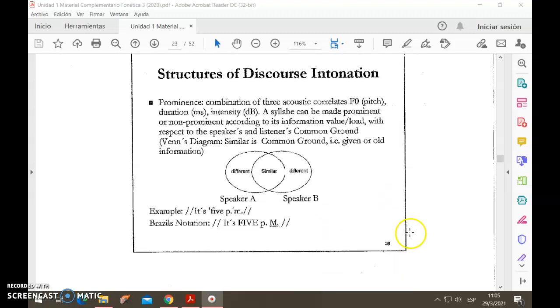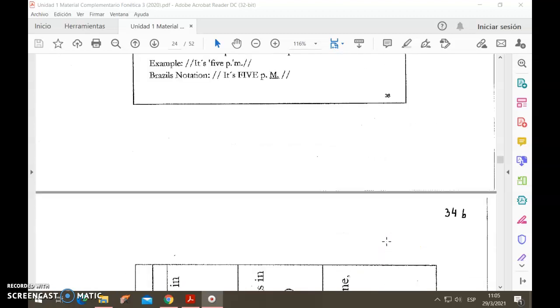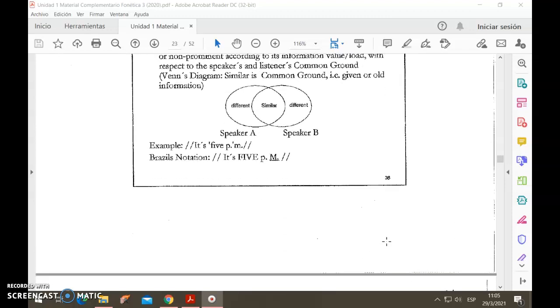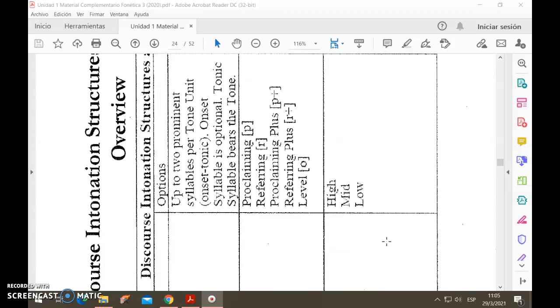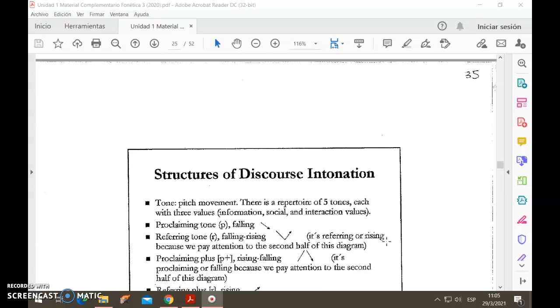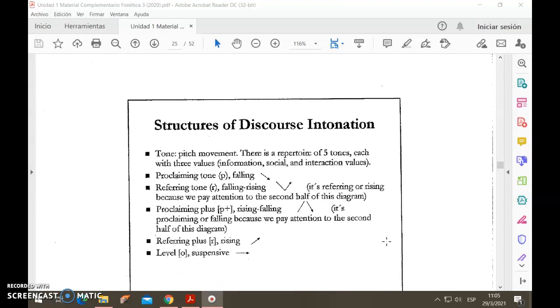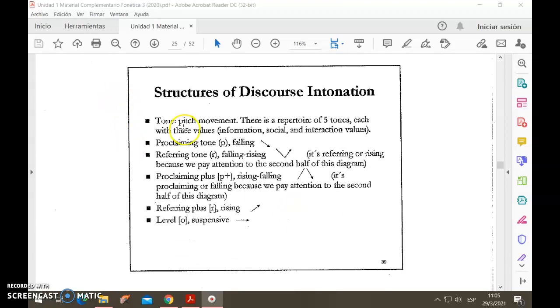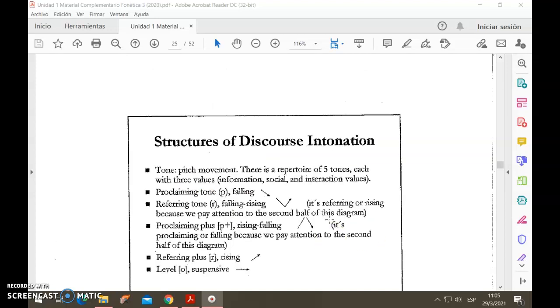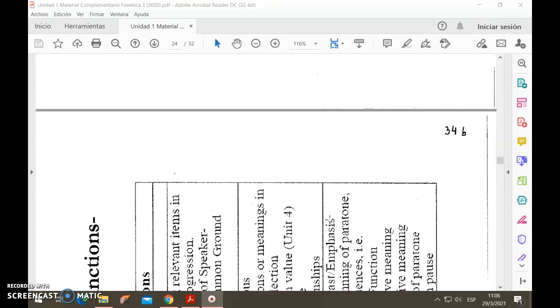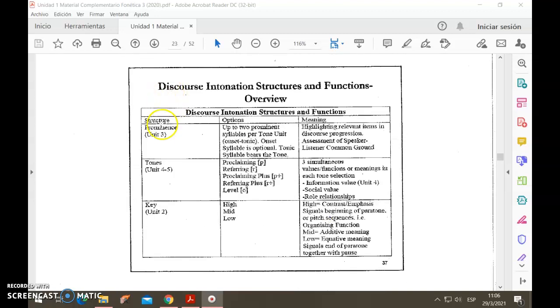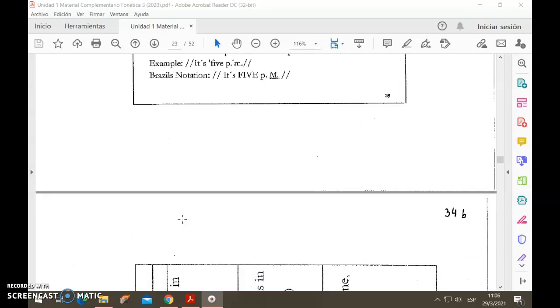Here on slide 38, you have a description of prominences. This is an enlarged version of the previous diagram. You don't need to read it again. And here you have the structures that we will see this year, but what is most important for you is that you remember that there are three main structures as indicated here: prominences, tone, and key. Okay, those are the structures.